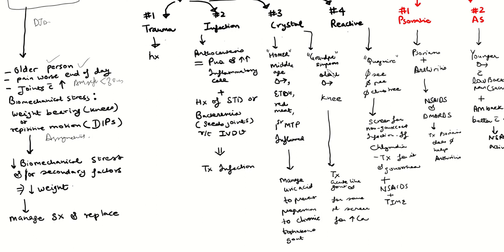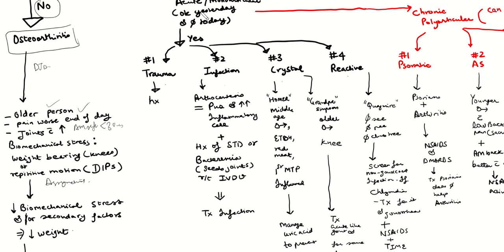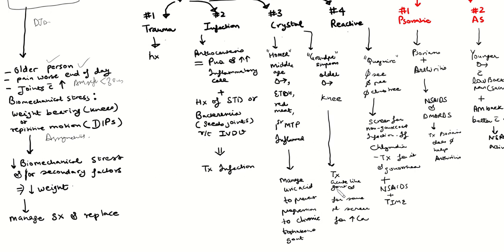The other form of crystal disease may be an older male, like Grandpa Simpson, Abe Simpson. They come in with knee pain, which is acute and monoarticular. And again, we treat it like gout acutely, and then we screen them for things that may cause high calcium levels.